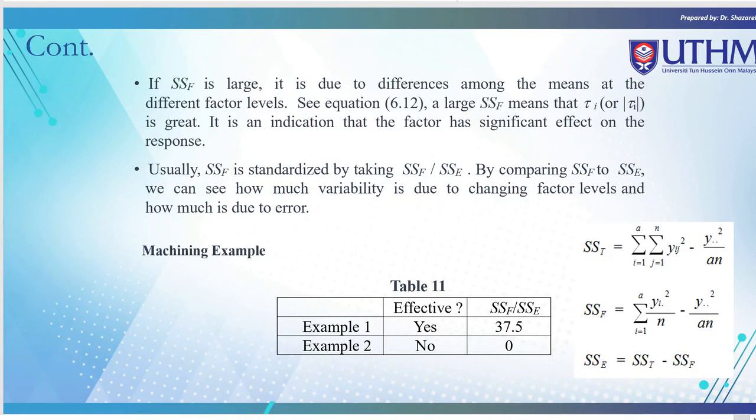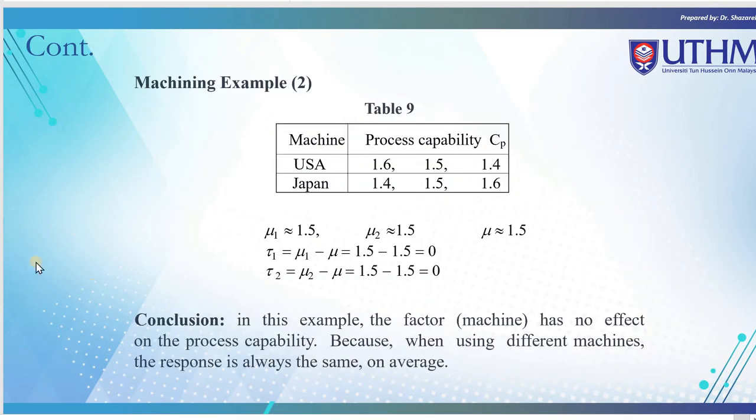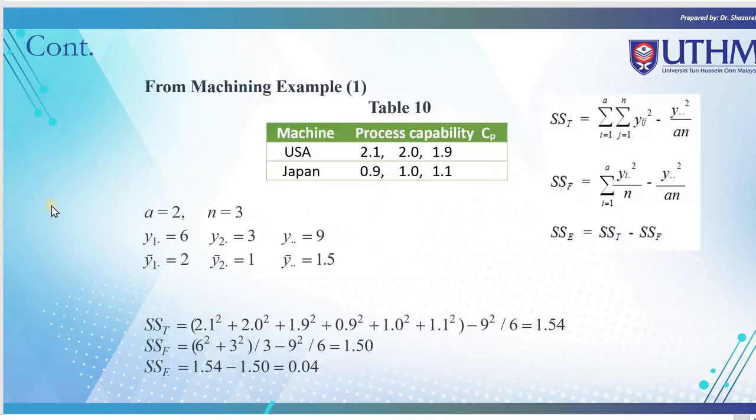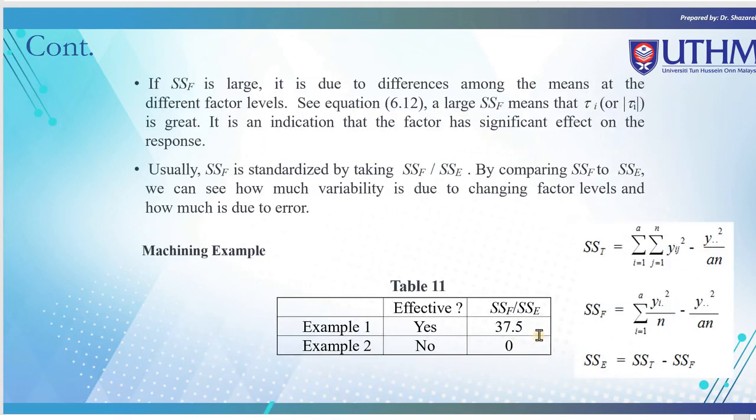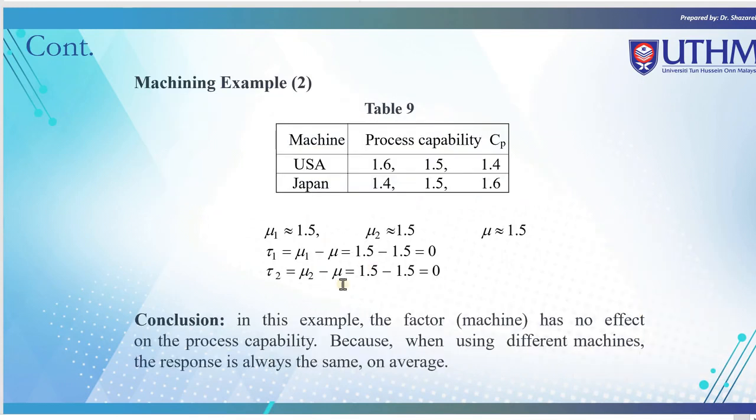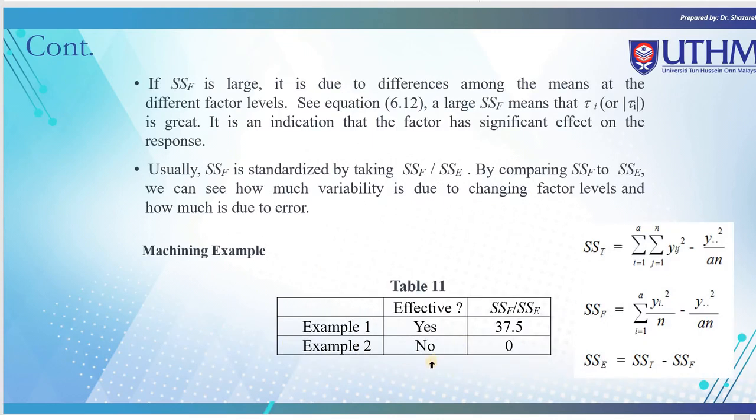If we refer to the previous example just now, and compute the proportion SSF divided by SSE, we will get 37.5. And then for this other example, if you compute the same thing, we'll get 0. It means that there is no effect of the factor levels. So this one has an effect.